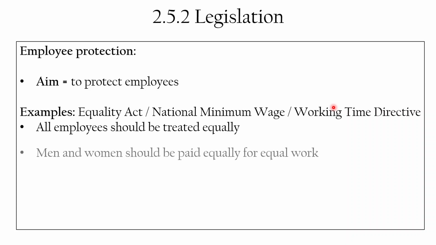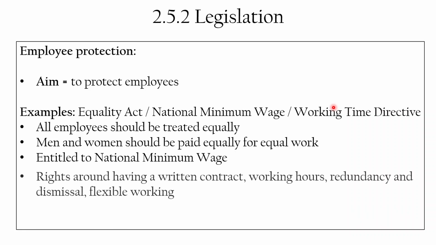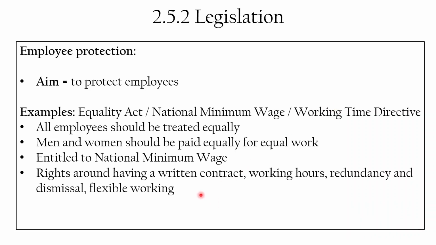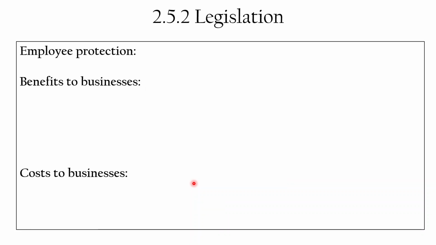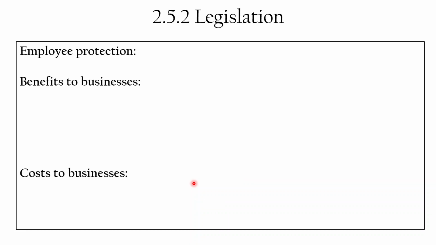All employees should be treated equally. Men and women should be paid equally for equal work. Everyone's entitled to a national minimum wage. There are rights about having a written contract, the working hours, redundancy, dismissal, flexible working, all of these things. There are rights to trade union representation in the UK. Everyone has the right to join a trade union if they want to. So all of those are employee protection laws.